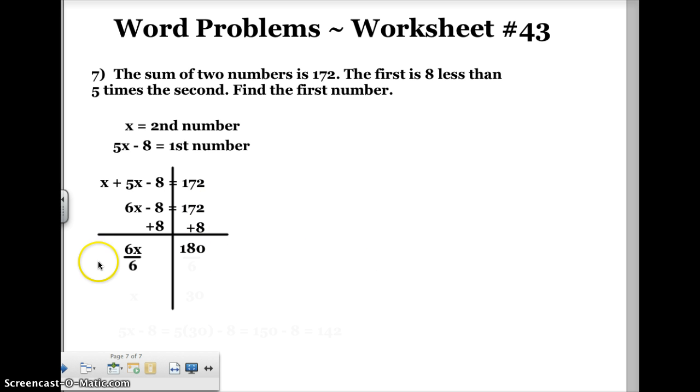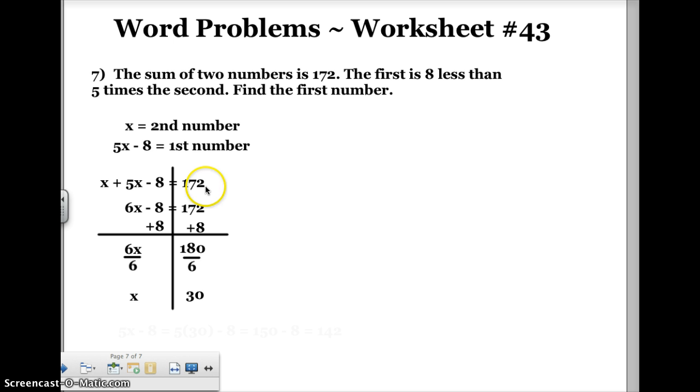Now, as you've already seen, I can undo multiplying x by 6 by dividing by 6. So I have to divide by 6 on both sides of the equation. 6x divided by 6 is just x. And 180 divided by 6 will be 30. So I have x is equal to 30.